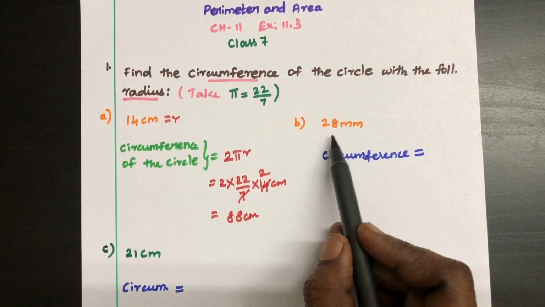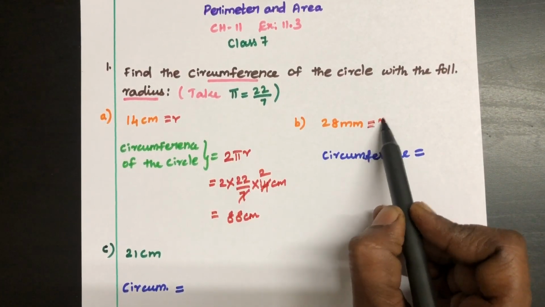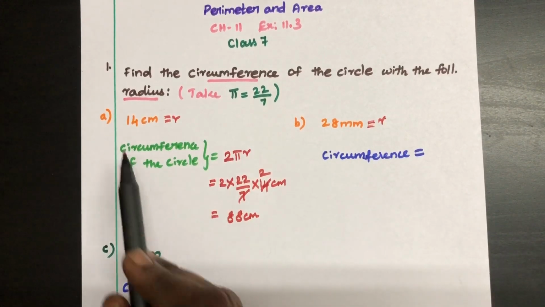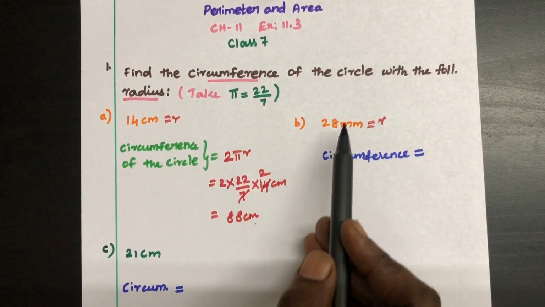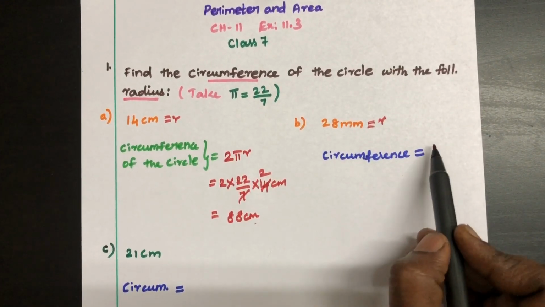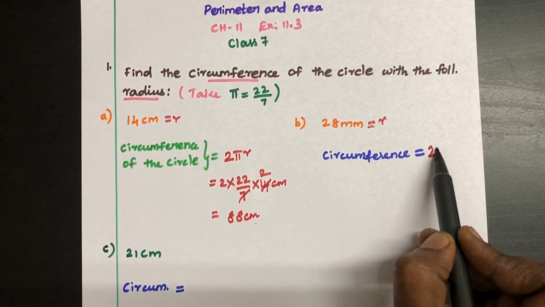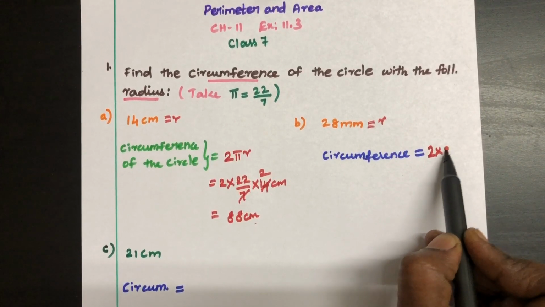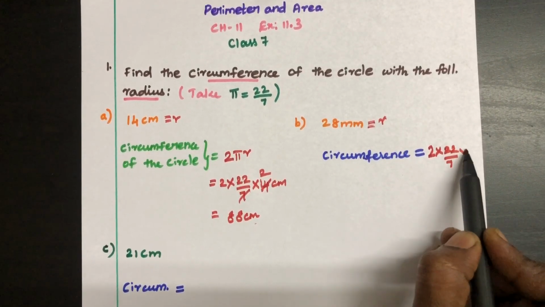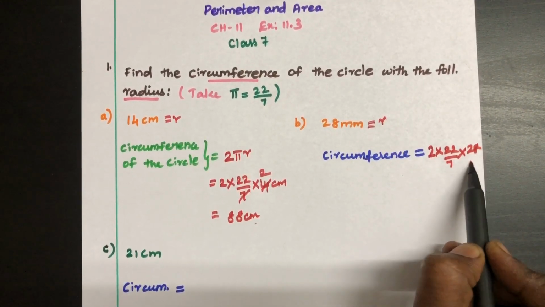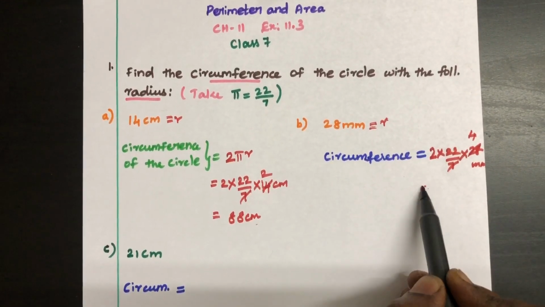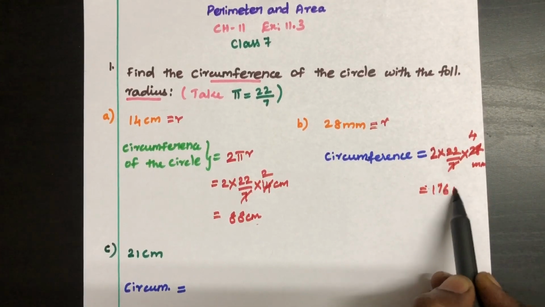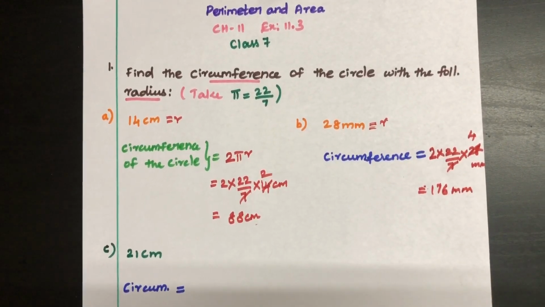B subdivision, 28 mm is our radius. See, units are very important. If it is centimeter, the answer will be in centimeter. If it is mm, the answer should come in mm. So now, circumference, 2 pi r is the formula. 2 into 22 by 7 into radius 28 mm, which is equal to 176 millimeter, the circumference of the circle.